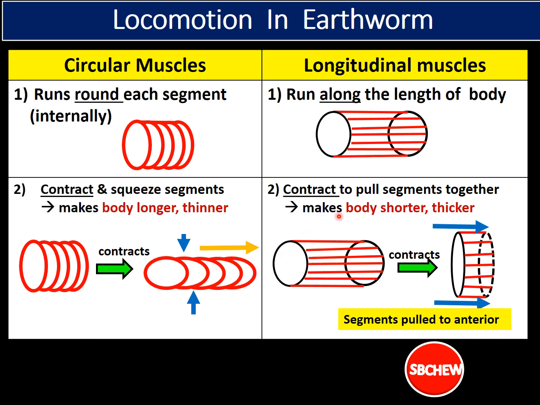However, for longitudinal muscles, when they contract, they will pull the segments together. Let's say this is the posterior end and this is the anterior end, the head. So when the longitudinal muscles contract, the length will shorten like this. And when it shortens, the fluid will have little space to move, but it will cause the body to become shorter and thicker instead. In that process, the whole body of the earthworm has to become shorter and thicker.